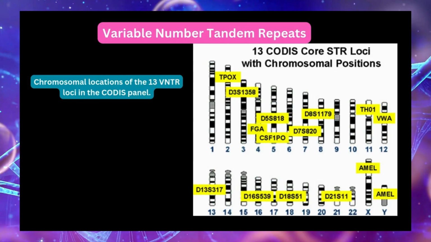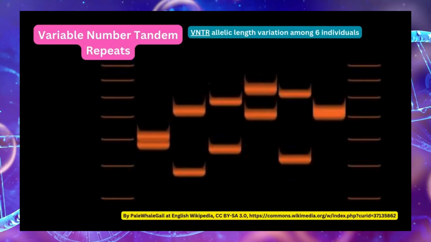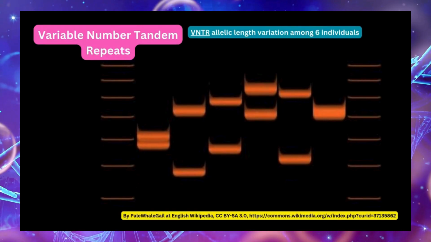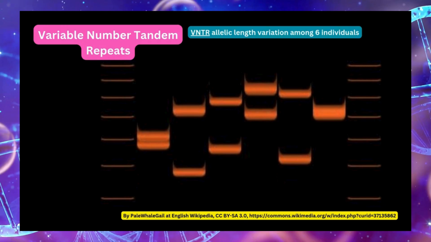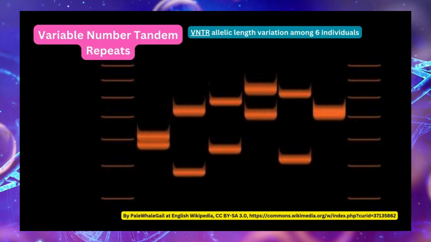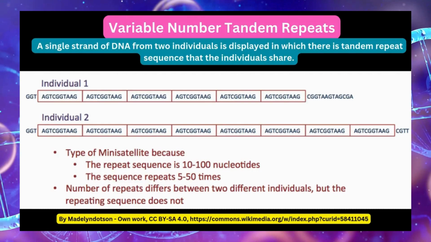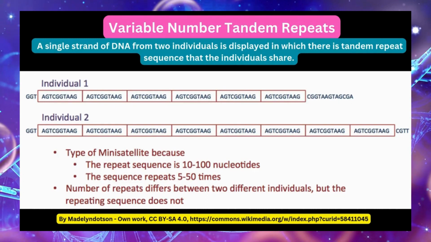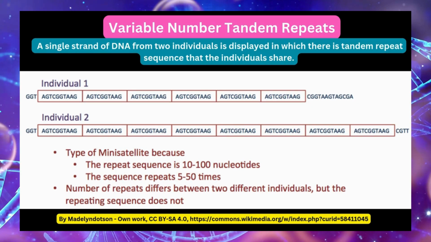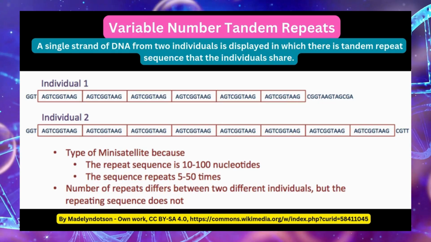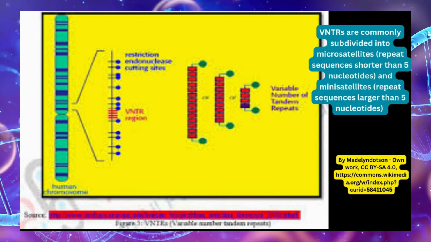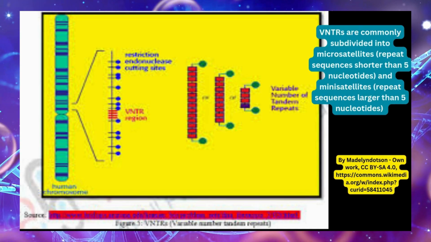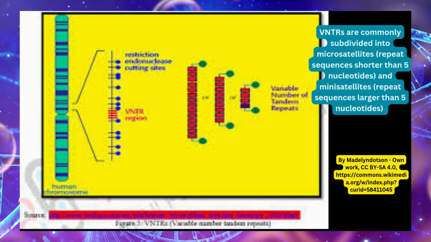VNTR analysis involves extracting DNA, amplifying the VNTR regions using PCR, and then separating the amplified fragments through gel electrophoresis to determine the number of repeats. This variability in repeat number provides a unique genetic signature for each individual. VNTRs are commonly used in forensic science, paternity testing, and population genetic studies due to their high variability and ability to differentiate between individuals.